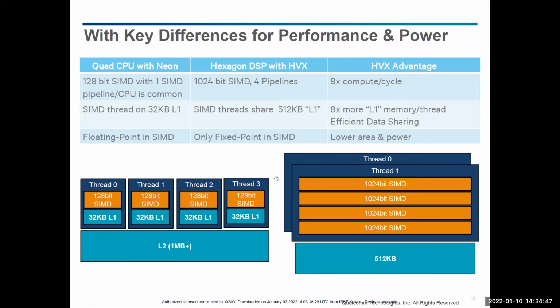As you can see, it's evident in this diagram also. For Neon architecture, one thread is doing 128 bits of processing, whereas over here you can clearly see that one thread is doing 4096 bits of processing. And this is what helps in improving the performance of the algorithms on the DSP.